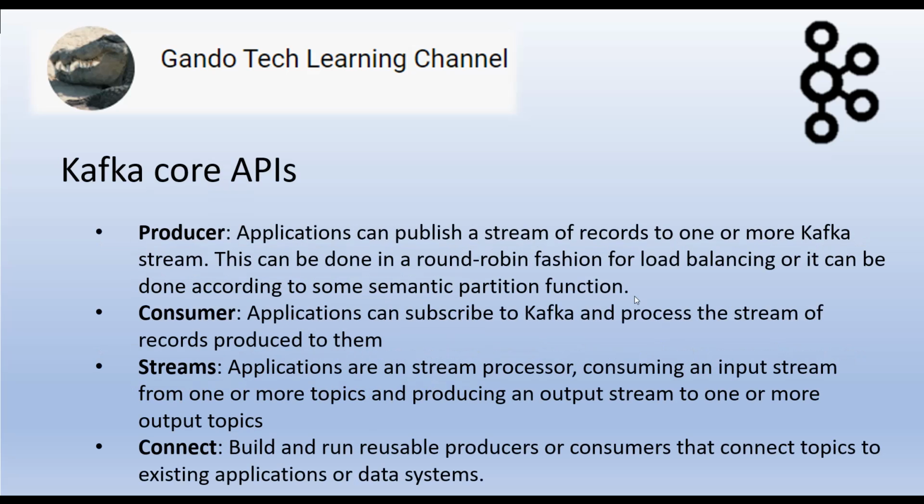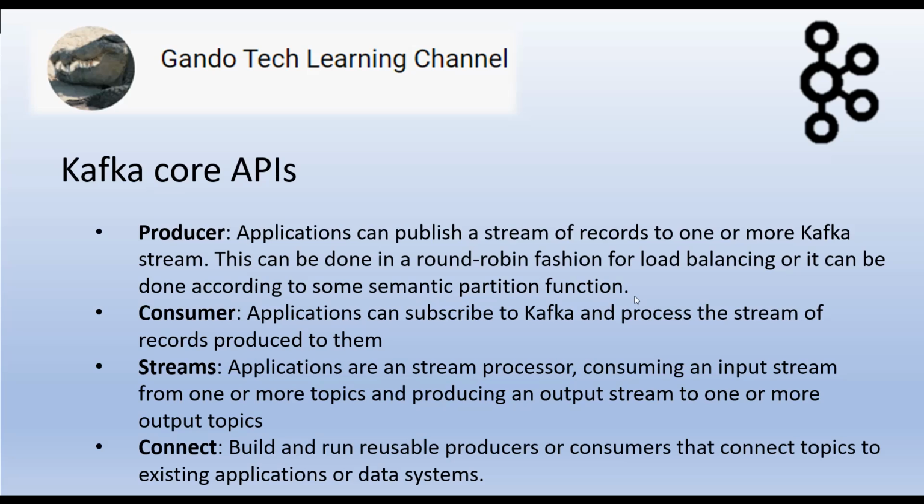The other very important thing is the Kafka Core APIs. There are four major core APIs used in Kafka. One is producer, the other one is consumer, the other one is streams, and the last one is connect. The first two, producer and consumer, are the major and fundamental APIs, which do most of the job for you.